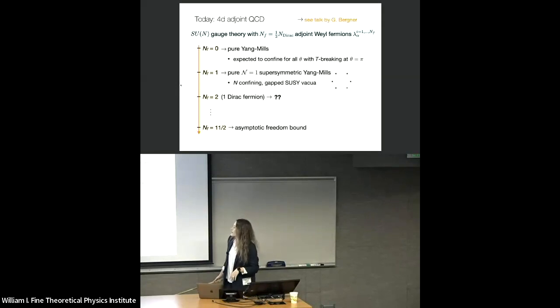N_F equals 1 has enhanced supersymmetry. In this case, the one Weyl fermion is the gaugino in the N=1 vector multiplet. And so this case is just the pure N=1 supersymmetric Yang-Mills theory, in this case with gauge group SU(N). And in this theory, we know very well that there are N degenerate supersymmetric vacua. They're confining and they're gapped. And their properties follow from the fact that the gaugino bilinear condenses in N=1 super Yang-Mills. So these N vacua.